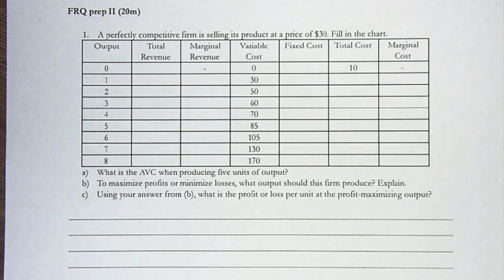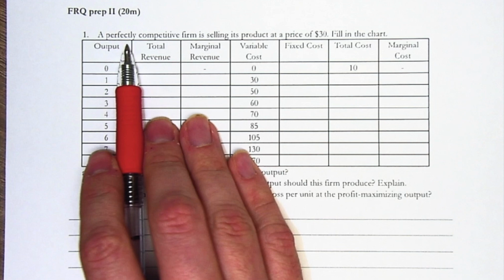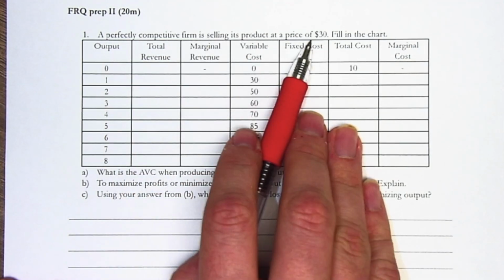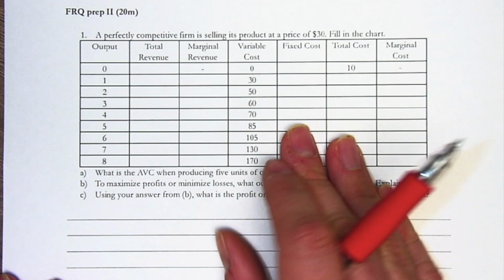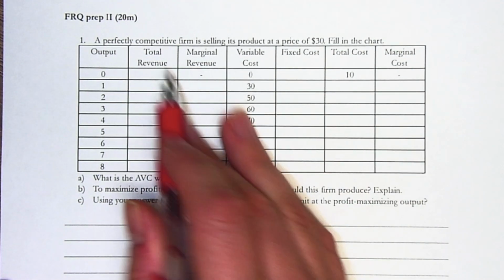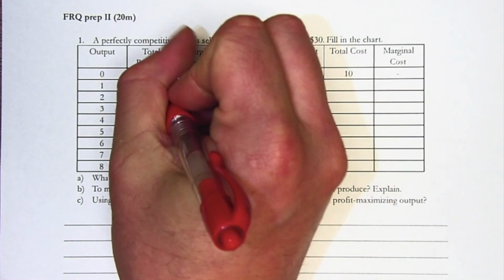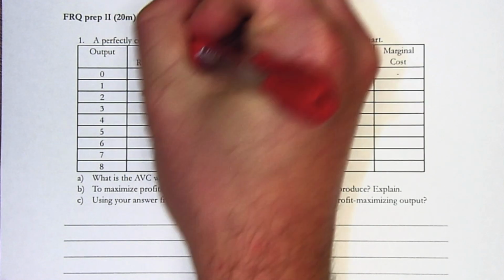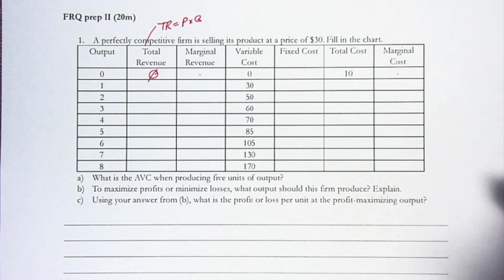Okay, so in this FRQ prep question, it first just tells us, hey, a perfectly competitive firm is selling its product at a price of 30, fill in the chart. All right, we got this big blank chart. So if they sell it at a price of 30 and it's perfectly competitive, and the output is 0, well, then the total revenue is going to be 0, because we remember total revenue equals price times quantity. Right? We remember that part.